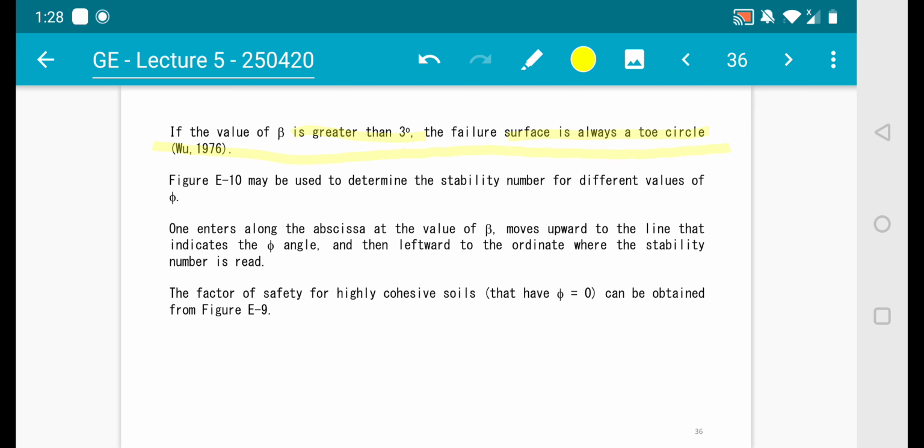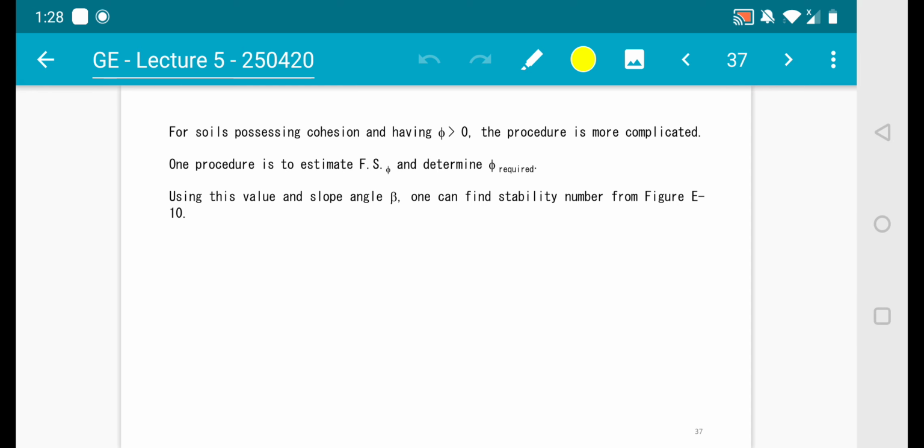We have another figure, Figure E10. It can be used to determine the stability number for different values of internal friction, so this is when internal friction is not equal to 0. The factor of safety for highly cohesive soil that has internal friction equals 0 can be obtained from Figure E9 previously. For soil possessing cohesion and having internal friction more than 0, the procedure is more complicated. One procedure is to estimate the factor of safety due to the internal friction and determine the internal friction required. Using this value and slope angle, one can find the stability number from Figure E10.